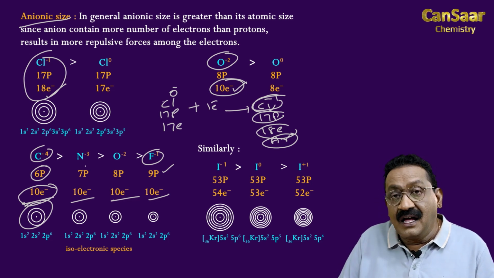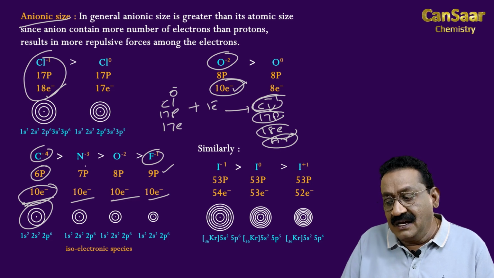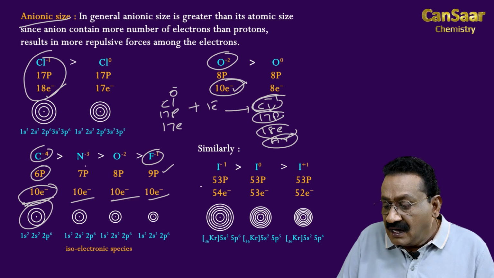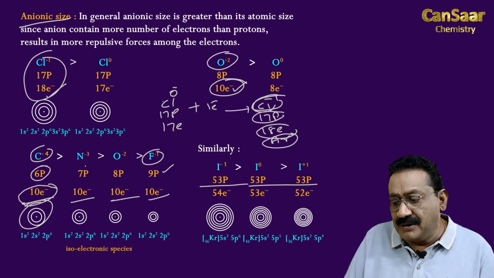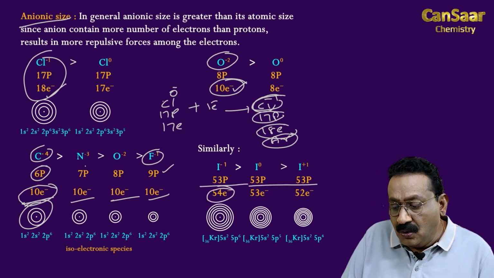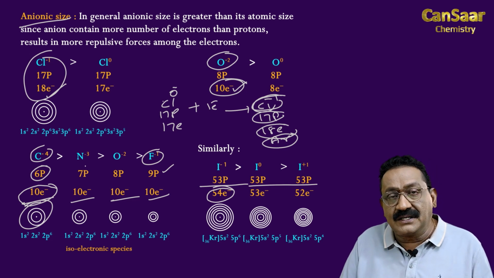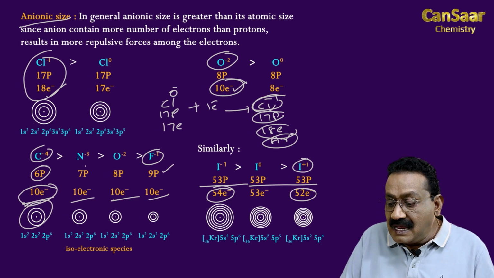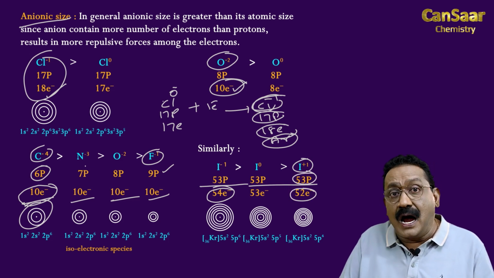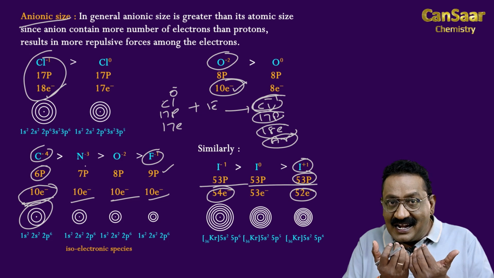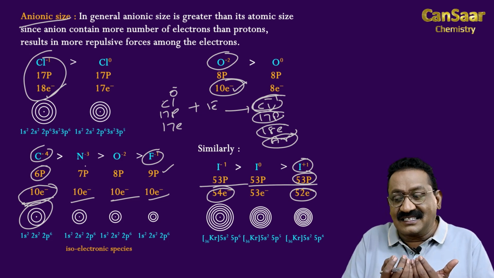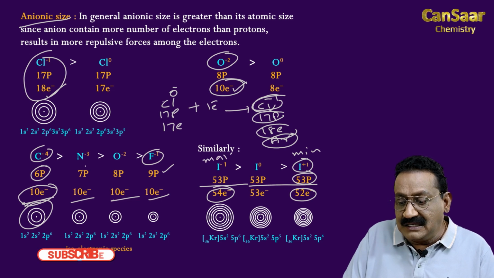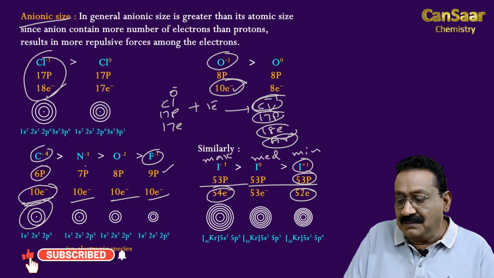When compared with iodide ion, iodine atom and iodine cation, in all cases we have 53 protons, the same atomic number. But in iodide ion, more electrons, more repulsion, more size. And in I plus ion, fewer electrons, more protons, more attraction. More attraction, less size. Hence, minimum size. More electrons, maximum size. And the atom, medium size.